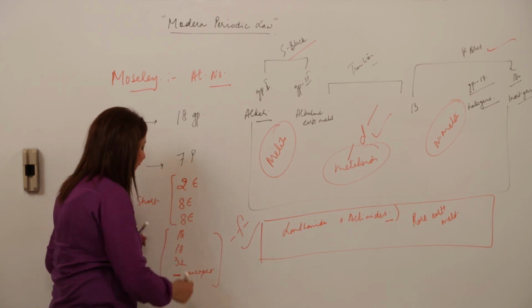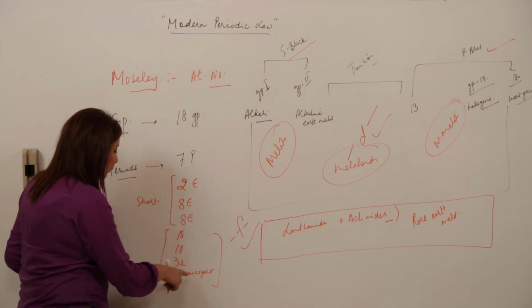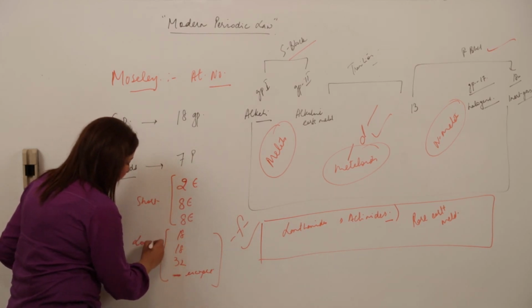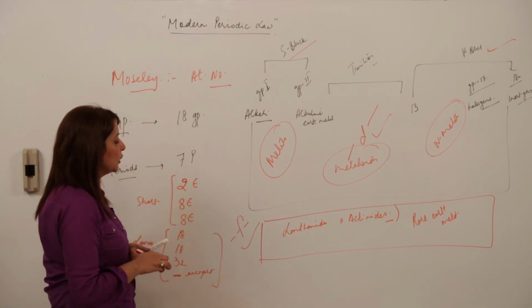But still it is going to get approximately 32 electrons only. So more than 32, they are actually called the long periods. So these are the short periods and these are the long periods.